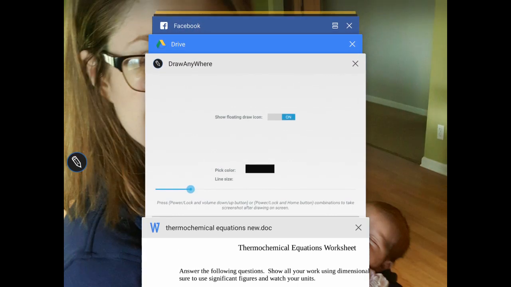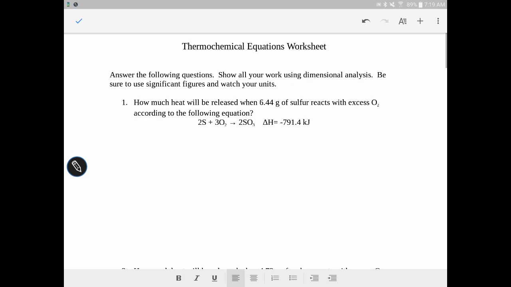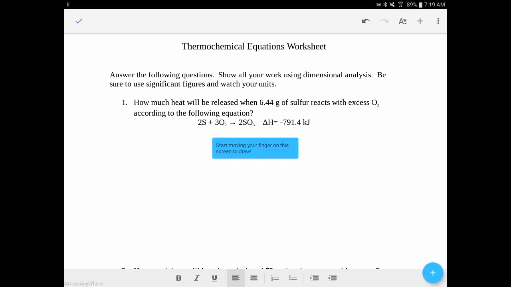All right, so we are going to do some thermostoichiometry. Now, this is asking for how much heat will be released, which is asking for how many kilojoules of energy are released when 6.44 grams of sulfur reacts. So, first thing we would have to do is balance the equation. In this situation, it's already balanced, so we don't have to worry about that.